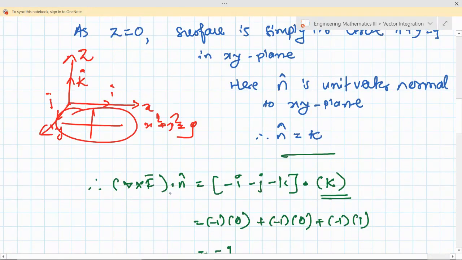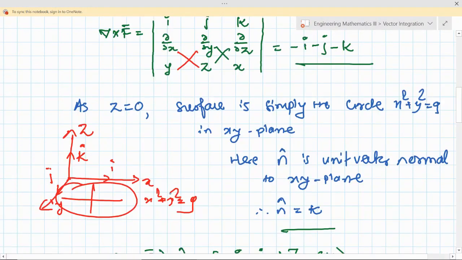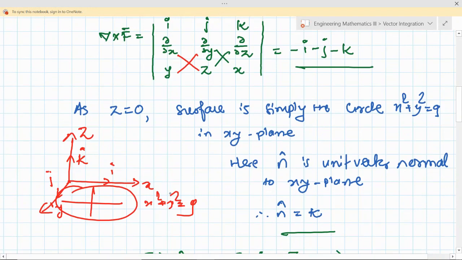Because here there is a concept of n cap. You need to understand it in the proper way so that you can find the correct value of n cap. If n cap is wrong, your whole answer becomes wrong. So hope you understand this example. Let us see a few more examples depending on this.